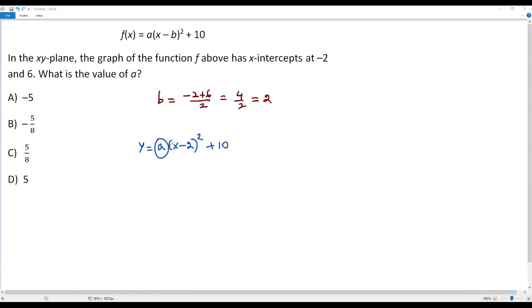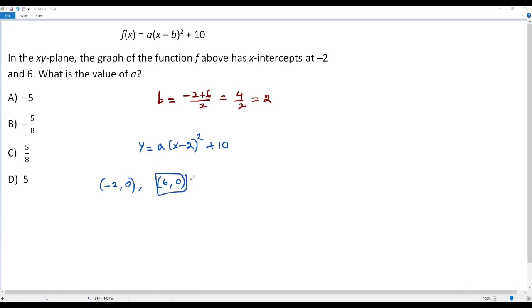Here, to get the value of a, we need to plug in one of the points on the graph of this function. We have the two x-intercepts at −2 and 6, and we can write them as points: (−2, 0) and (6, 0), because at x-intercepts the y coordinate is always 0. Since the graph passes through these two points, we can plug in one of them into this equation to get the value of the constant a.